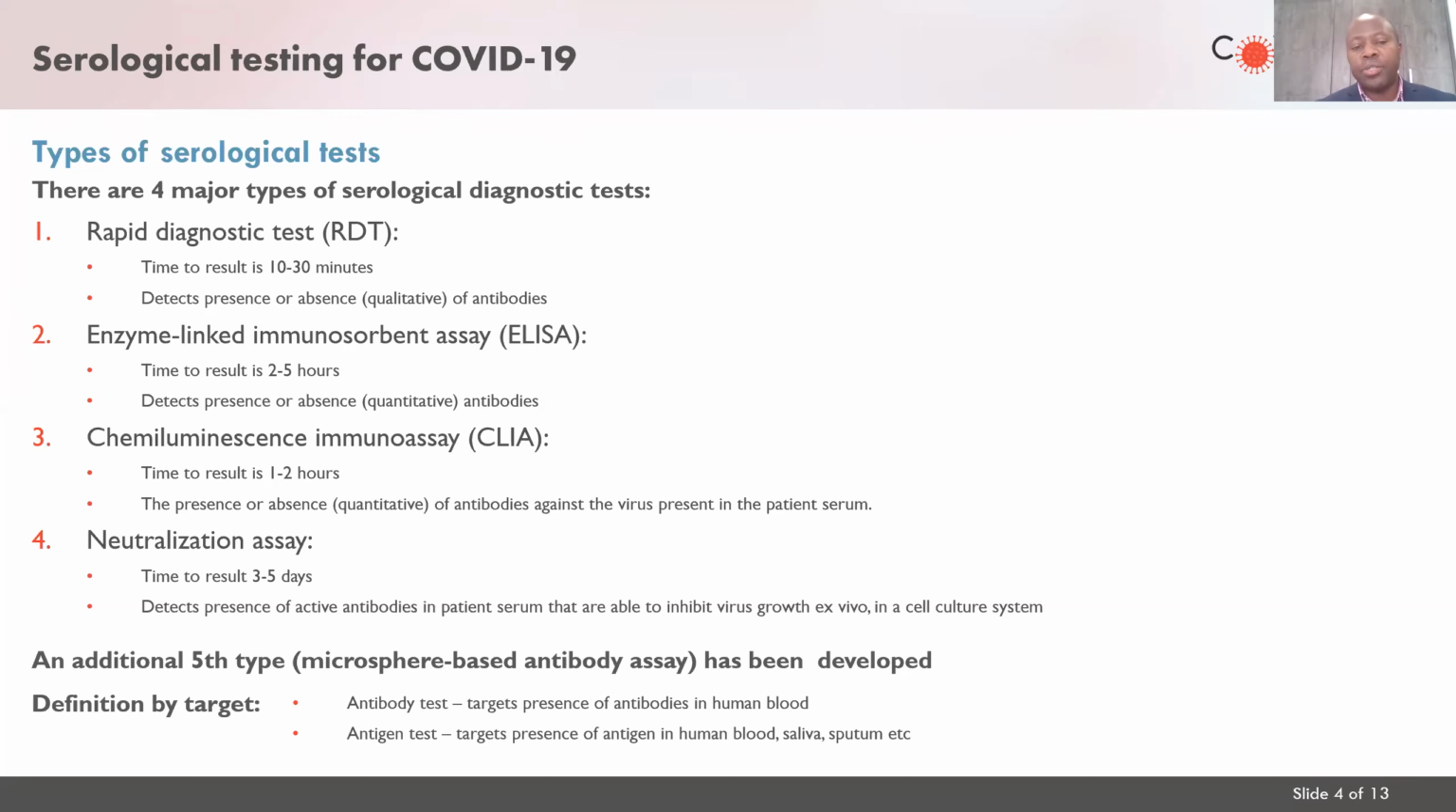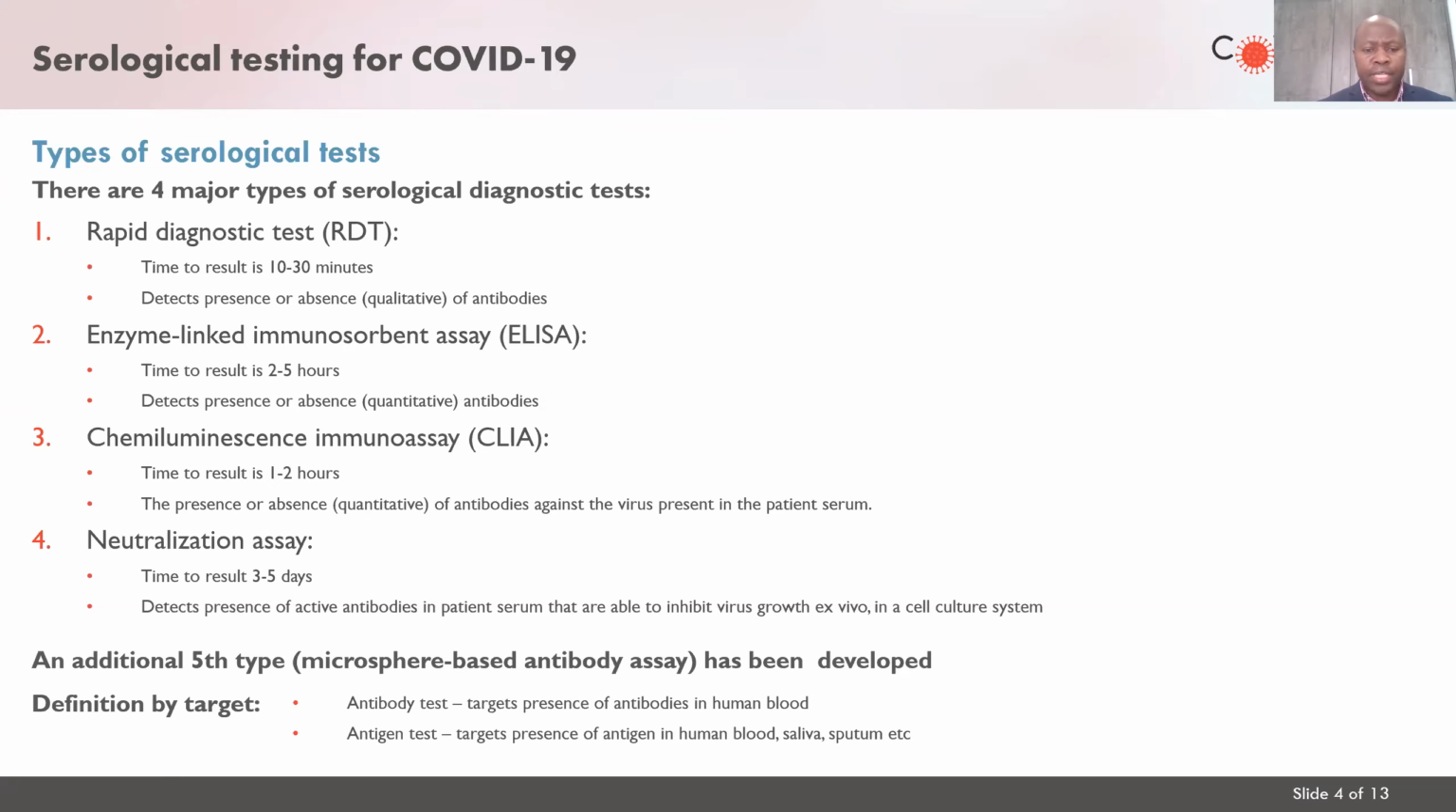Then we have the neutralization assay. This takes around 3 to 5 days to get a result. And it detects the presence of active antibodies in the patient serum that are able to inhibit virus growth ex vivo in cell culture system. So this is really looking for protective immunity, because it's one thing to have antibody response or an immune response against COVID, but it's another thing to have a protective immune response. And the neutralization assay looks for the antibodies that can really inhibit the virus.